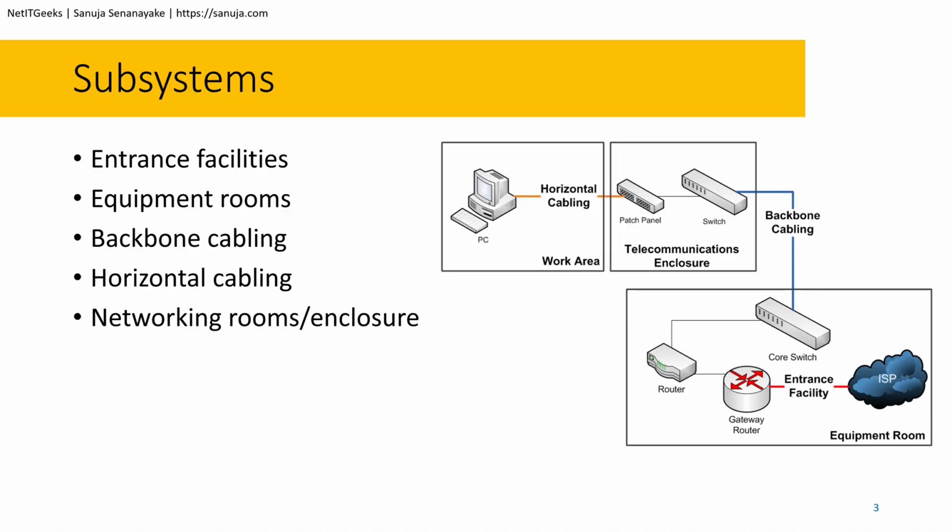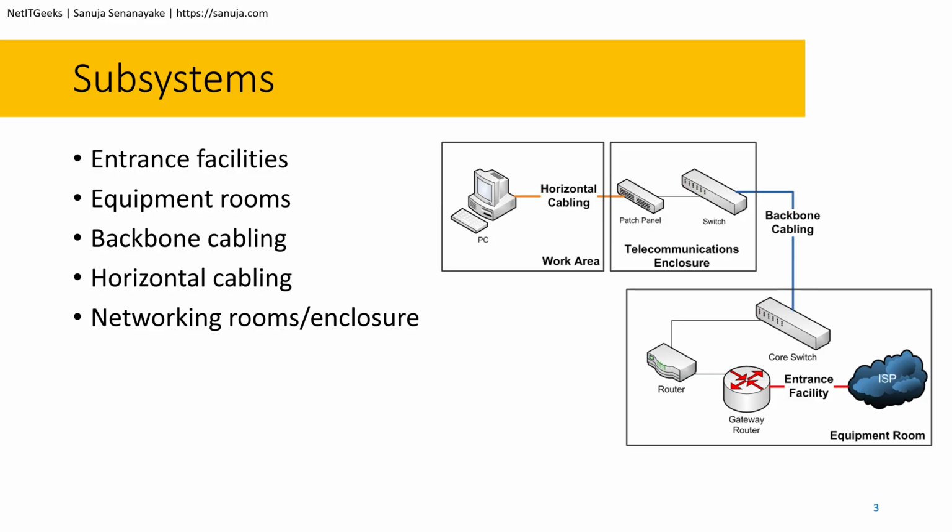So we briefly describe what a subsystem is and how subsystems are important to structured cabling. In the IT industry and telecommunication industry, what is really important here is that you understand that we have these 5 subsystems. Those are called entrance facilities, equipment rooms, backbone cabling, horizontal cabling, and networking rooms or enclosures. These are 5 major subsystems that we use to define structured cabling in the information technology industry.